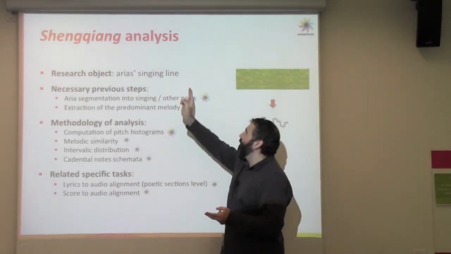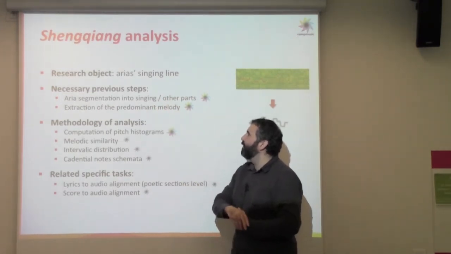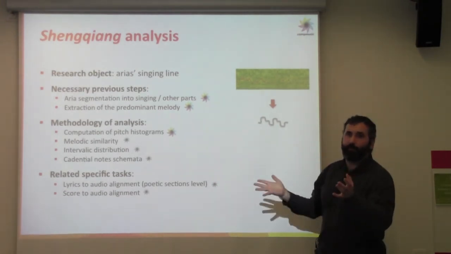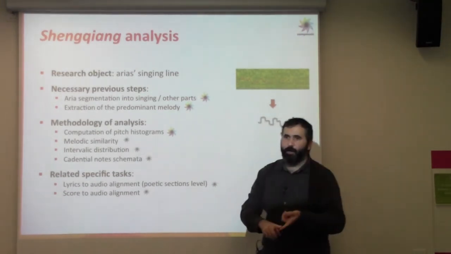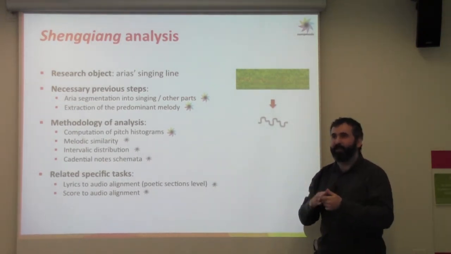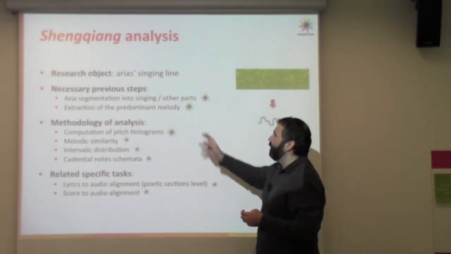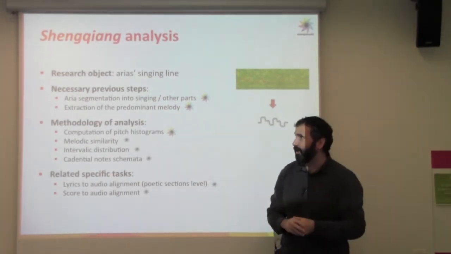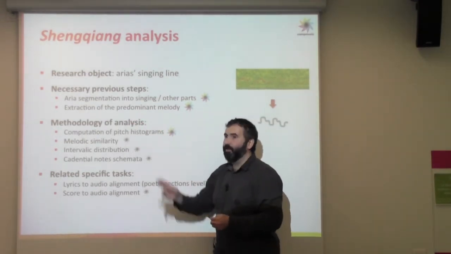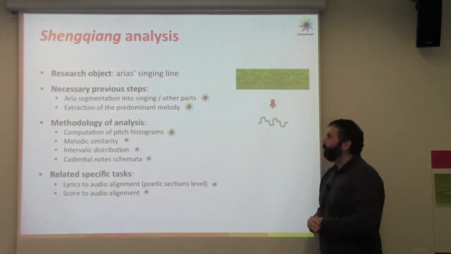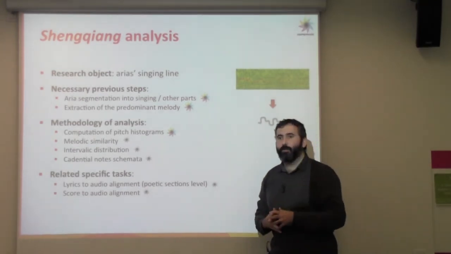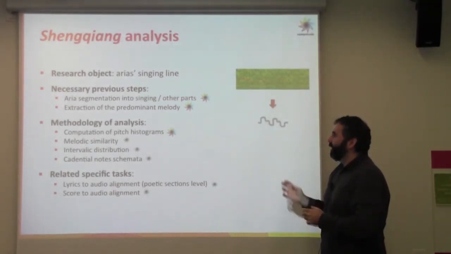So in order to work with the singing line, we need to do these previous steps. First, segmenting the aria into singing parts and non-singing parts, including here percussion parts, instrumental parts, or sometimes recitatives that are inserted in the aria. So we need to extract where the singing part occurs to analyze only that. And then we have to extract the predominant melody for this vocal part, for this singing line. We're already working with that. Sankalp will talk about that in detail later on.